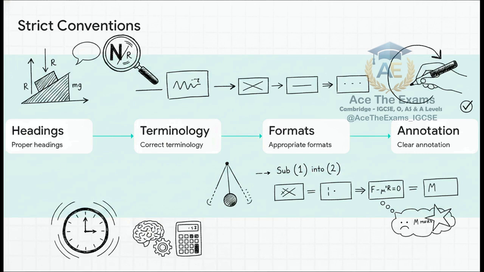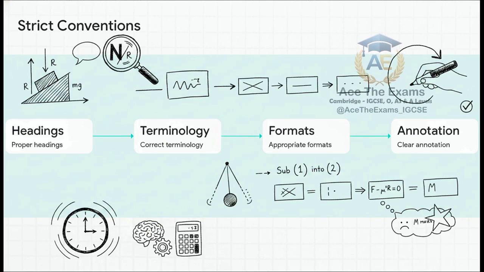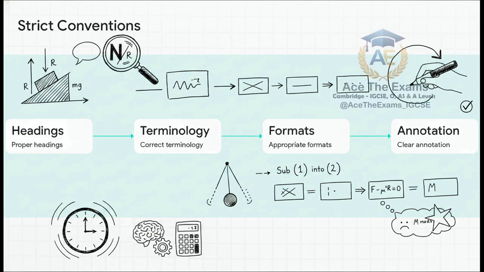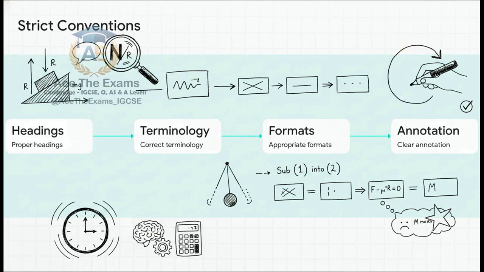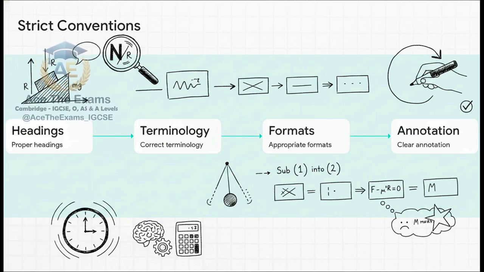Let's do a mental rewrite of Sam's paper right now. If Sam takes just an extra 10 seconds to write down resolving parallel to the plane, force minus friction equals 0, and explicitly defines friction equals mu R because the particle is in limiting equilibrium, he instantly secures the method marks. Even if his hand slips on the calculator and he writes the wrong final value for mu, the examiner sees the logic, sees the annotation, and awards those M marks. That is how you play the game and win.